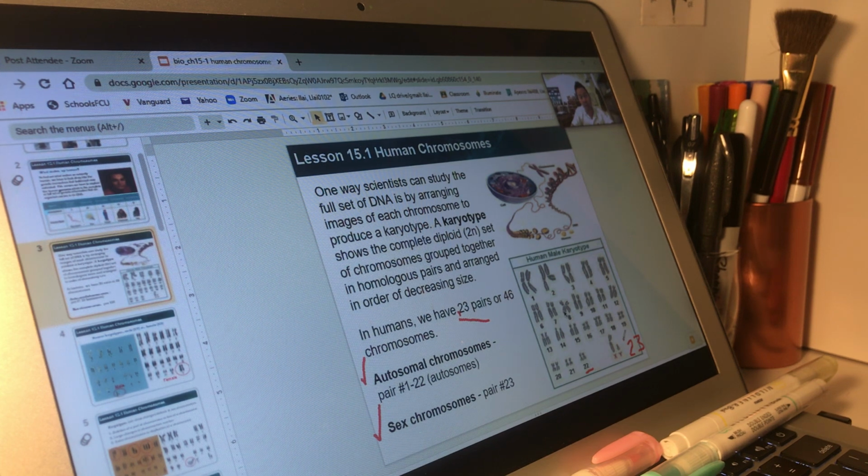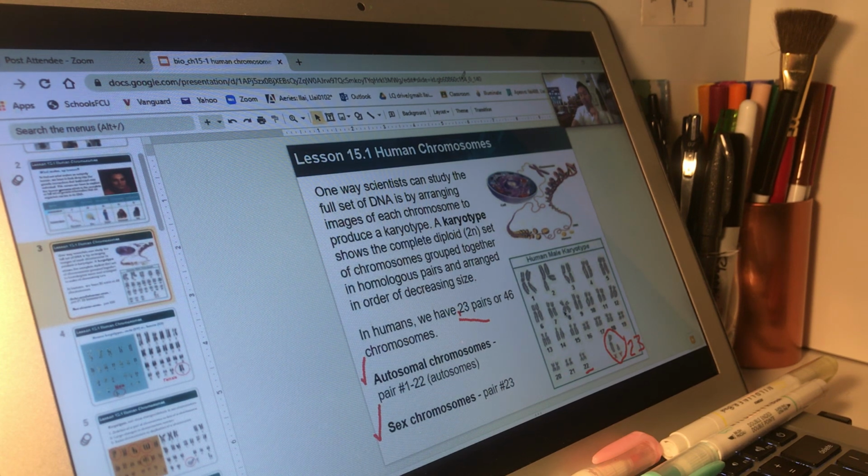All the chromosomes that determine your gender, your sex, and features related to gender are on these two, right here. For example, facial hair is on chromosome number 23. Body structures are on chromosome 23. Sperm production is on chromosome 23. Having ovaries is on chromosome 23. Your voice is on chromosome 23. Guys, does that make sense? So all traits related to sex are on number 23. Everything else is from 1 to 22.